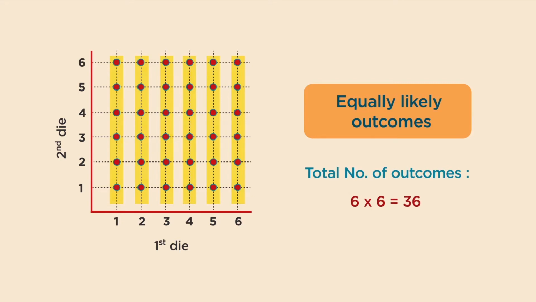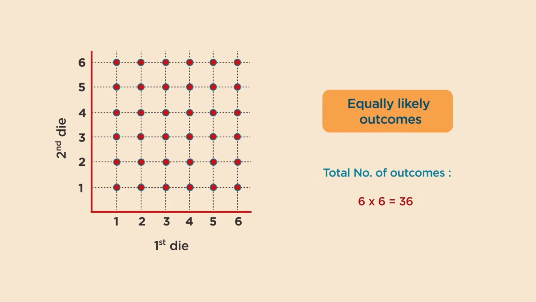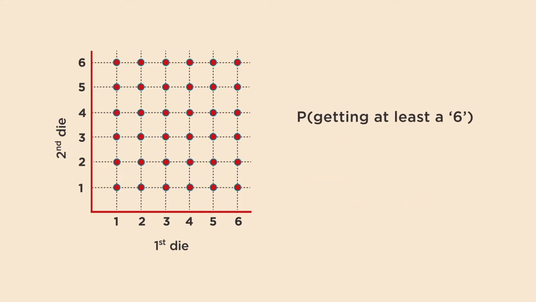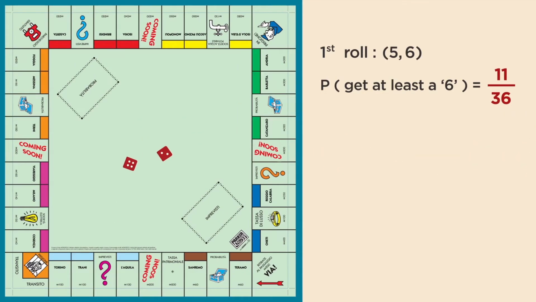We have drawn the possibility diagram. Now let's use it to find the probability of getting at least a 6. At least a 6 means the first die shows a 6, or the second die shows a 6, or both dice show a 6. These 11 dots represent the 11 favorable outcomes. So the probability of getting at least a 6 is 11/36. 11 out of 36 is less than half, so we are quite lucky to get a 6 on the first roll.